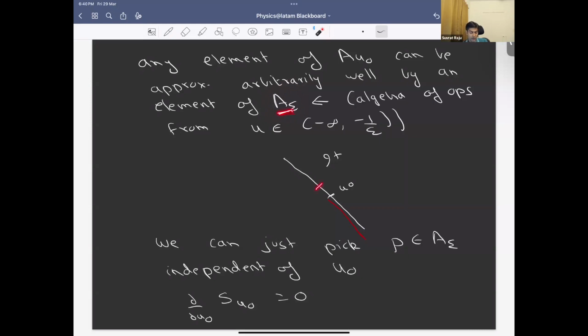I don't have to pick it differently for different U0s, because all these U0s belong to this algebra. I can always approximate them arbitrarily well by an element of the algebra here. So the fact that I am allowed more observables, which would have been useful in quantum field theory, is not useful in gravity, because all observables at a later time can be approximated by observables at this time. So I can just pick rho once and for all, independently of U0. That tells you that d/dU0 of S of U0 is 0.